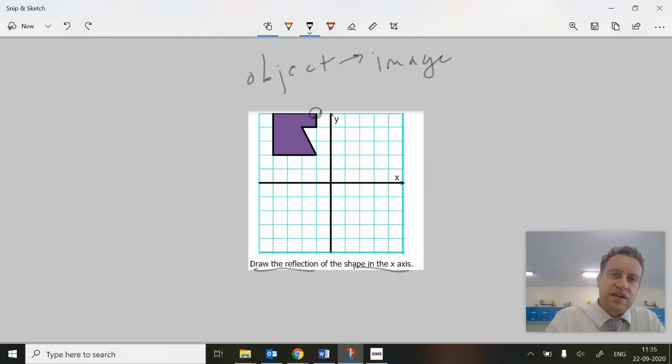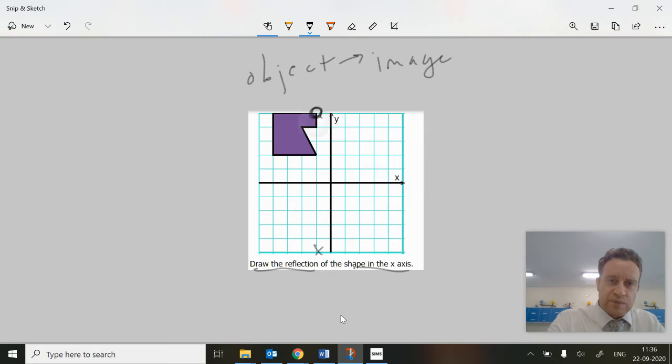So if I wanted to take, for example, this point here and reflect it across the other side, all I'm going to do is count my squares. So I'm going to count 1, 2, 3, 4, 5 to the line. And I'm going to count 5 on the other side as well. So 5 squares on the other side. And then I should get this point turning up here. So basically, every point is the same distance across the mirror line or the line of reflection.